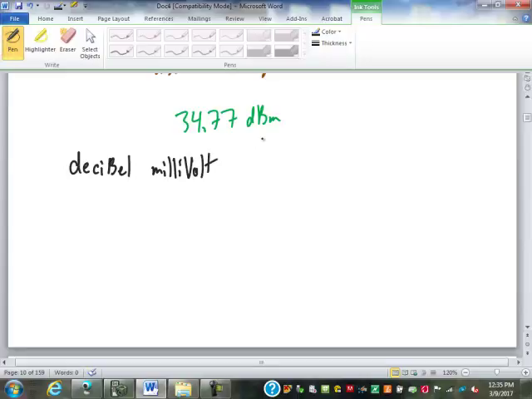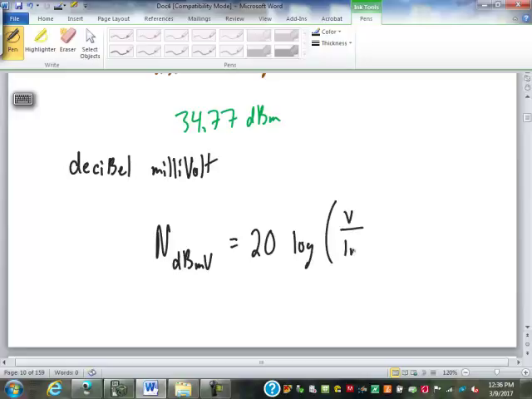Now remember, power is related to voltage squared. So your number of dBmV, since it's voltage squared, that squared comes out, makes that a 20 instead of a 10, times the log of your voltage over 1 millivolt. That was voltage squared, but because of the rule of logs, we can take that squared out of there and put it out front. Make the 10 times 2 is 20.